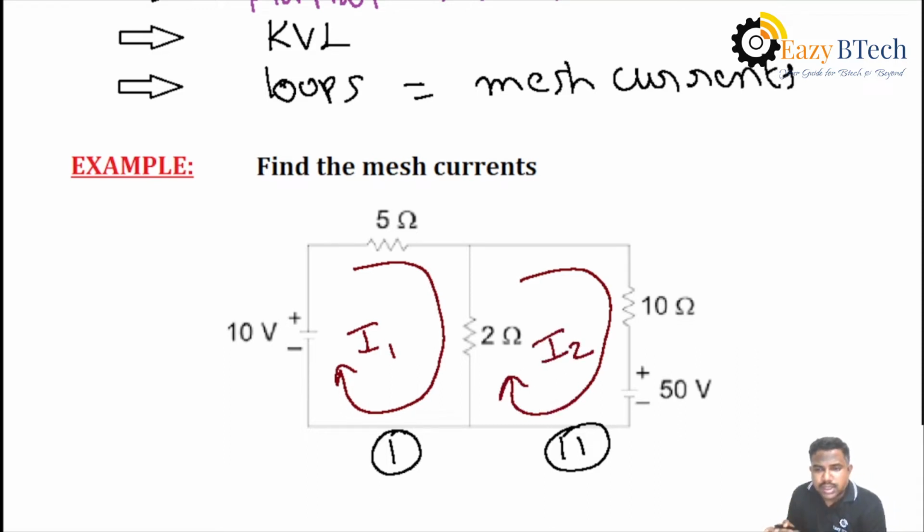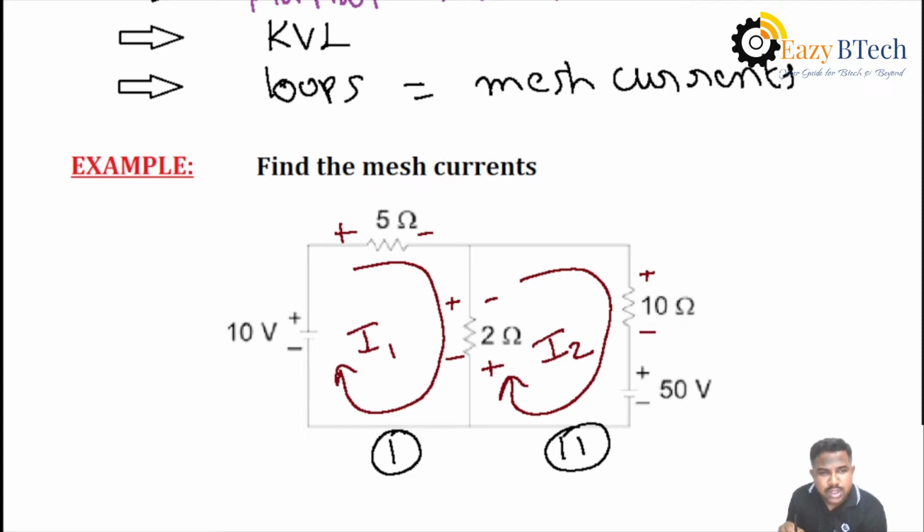You can take the current direction either clockwise or anti-clockwise, any direction you like. If you take clockwise and get negative values, then it is simply taken as anti-clockwise. After assigning the current directions, you can assign the signs for the elements in each loop according to the current directions. Always the current passes through the elements from plus to minus.